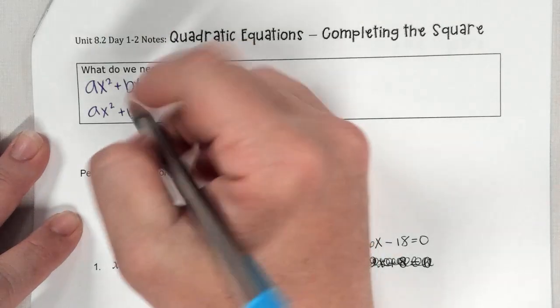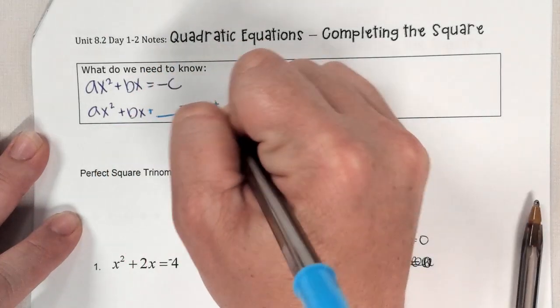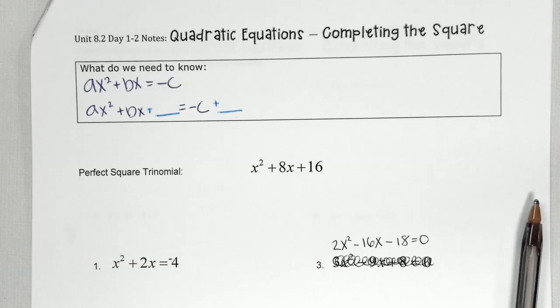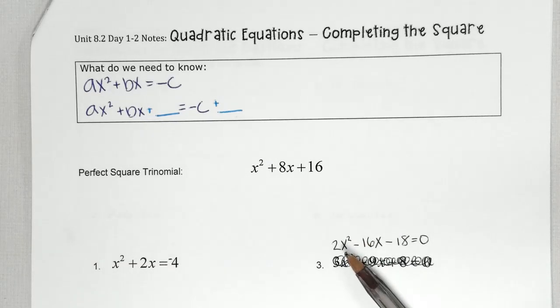Like this. So you have it blank. Well, the reason I have a blank on both sides is because to keep it equal, what I do to one side, I have to do to the other, correct? So that's why I have it on both sides.